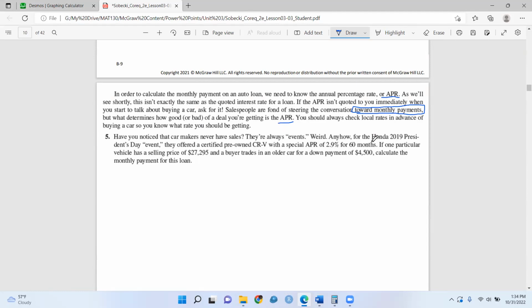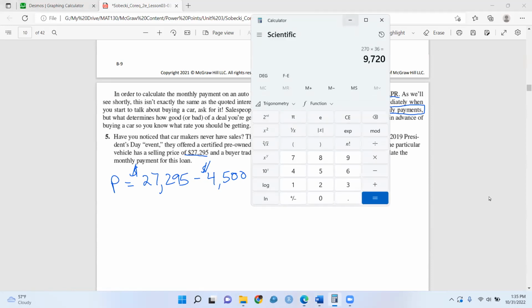So here we go. Honda is having a President's Day event and they're selling you the CR-V with an APR of 2.9 for 60 months and a sale price of $27.95. We're going to trade an old car that gives us a down payment of $4,500, and we want to calculate the monthly loan payment for this. So I want to know what's the P, in other words, the amount borrowed. I'll tell you, it always shocks me how many students don't understand. You take the price and subtract the cash you pay. This is a common mistake. Folks forget to do this calculation, and a lot of it is I think people are just not thinking about what's going on here.